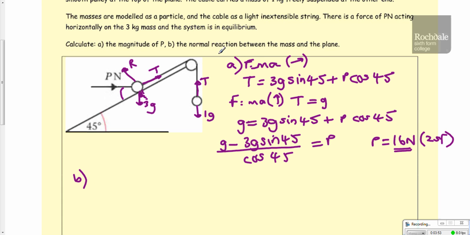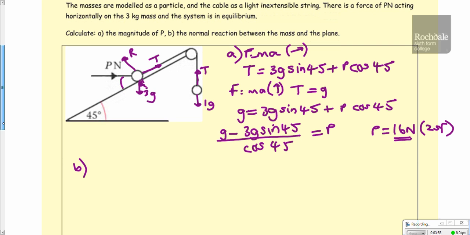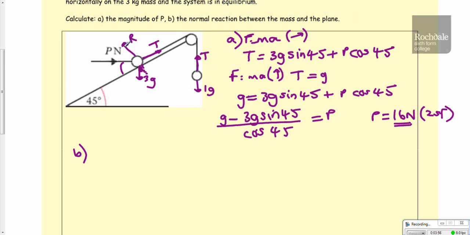We now need to find the normal reaction between the mass and the plane. So in other words, we need to find this force R. So we're going to be doing F equals ma perpendicular to the plane. Because there isn't any acceleration, that means that forces upwards and forces downwards will balance. Now we've got to be really careful because there are actually 3 forces acting perpendicular to the plane.